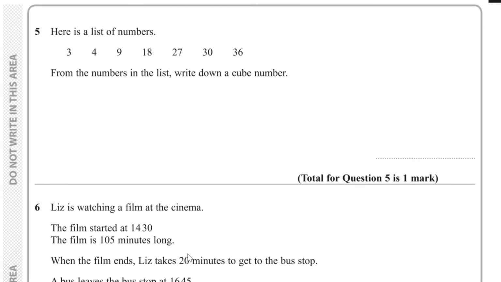Question 5, we've got a list of numbers here: 3, 4, 9, 18, 27, 30 and 36. We have to write down a cube number, and you'll notice here 27 is a cube number, of course. 27 is the same as 3 cubed.